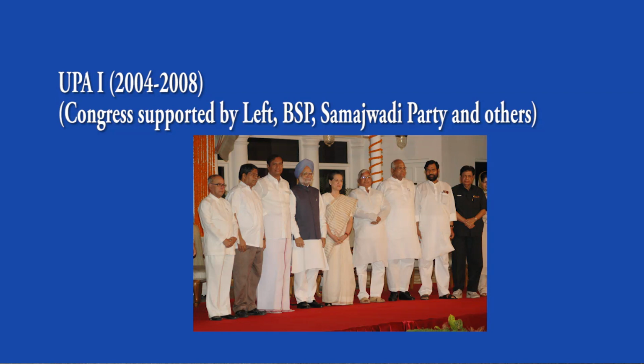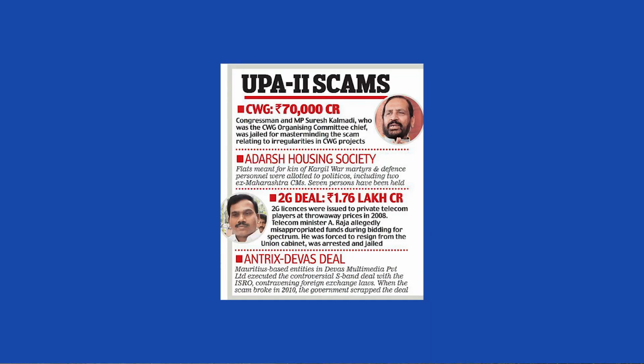UPA 1, United Progressive Alliance, from 2004 to 2008, where Congress was the major party, was supported by the left, BSP, that is Bahujan Samaj Party, and Samajwadi Party. In its second stint, that is from 2009 to 2014, UPA 2, the Congress received the same kind of allies, but in this period, Congress was scam-ridden. All sorts of scams started corroding the base that UPA had built in the first 5 years. And gradually, most of its allies started leaving Congress.